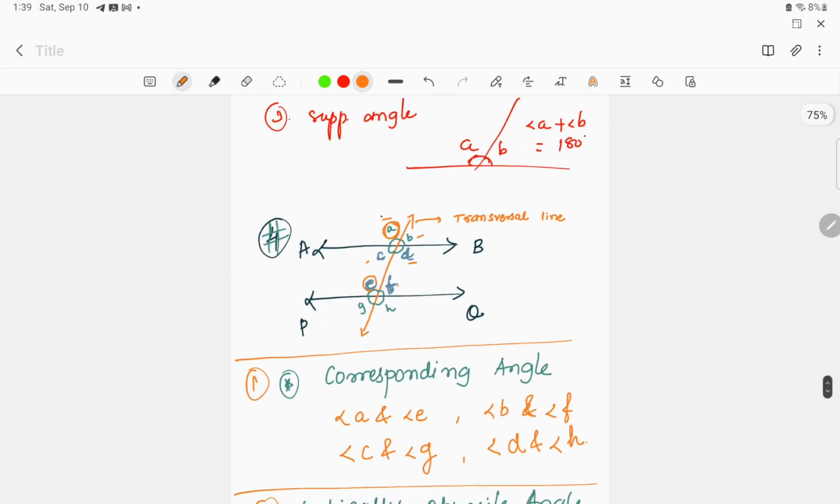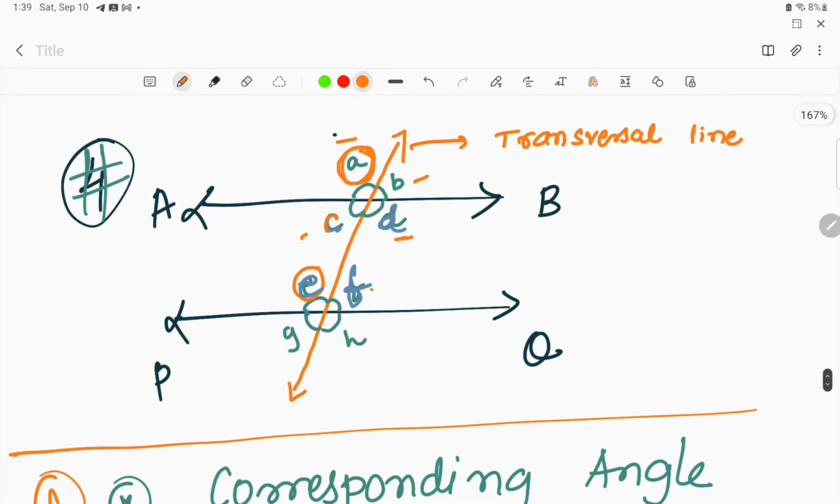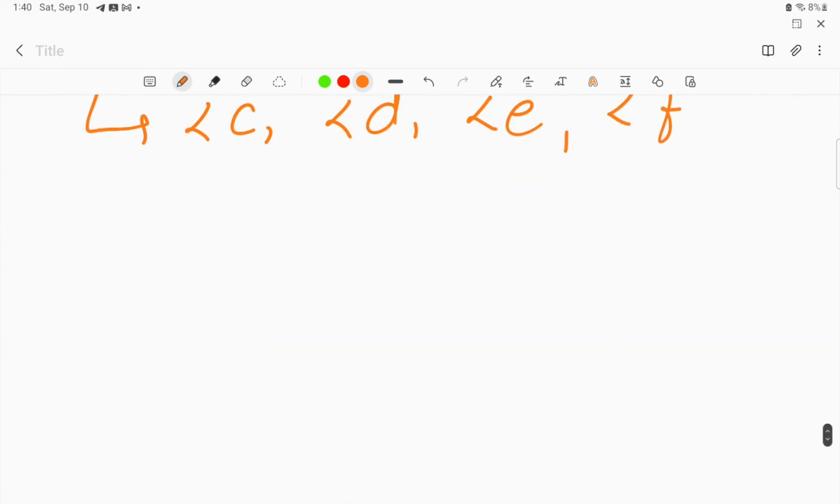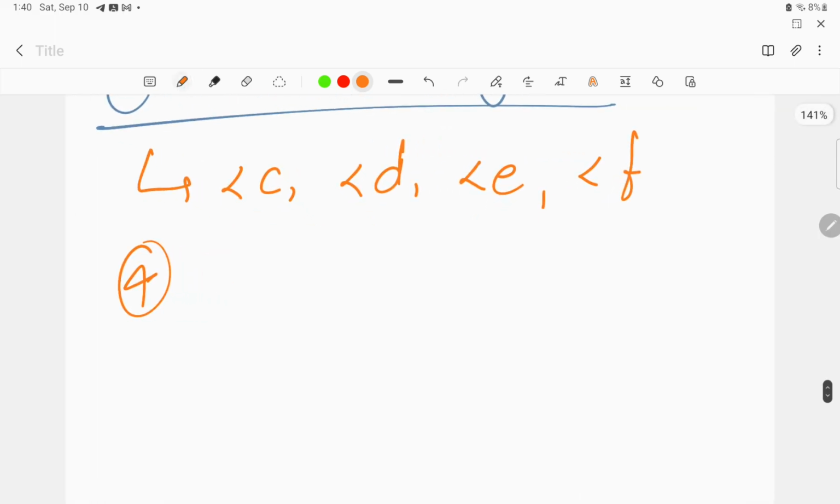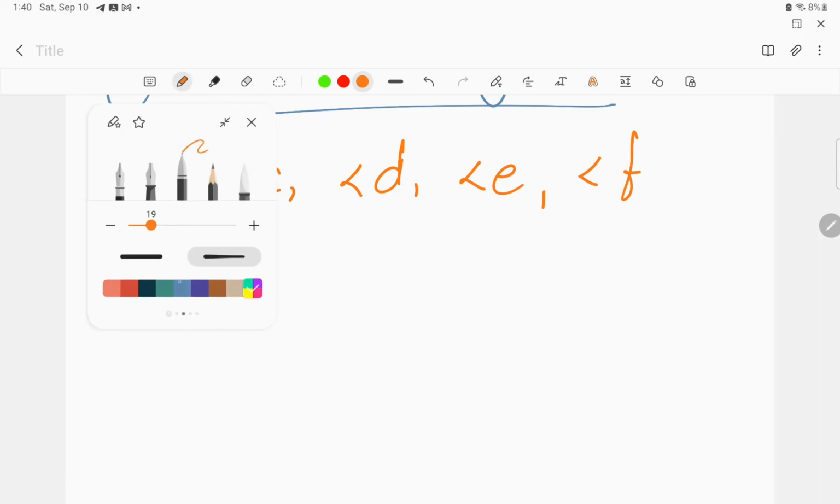Take a look at the diagram. Angle C, angle D, angle E and angle F are on the interior side. These are the interior angles. Similarly, for the exterior angles, angle A, B, G and H are on the exterior side, that is the outer side. So angle A, B, G and H are the exterior angles. Let us note it down once. The fourth term is the exterior angles.